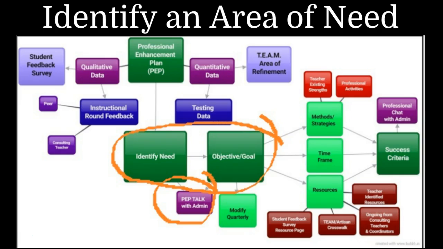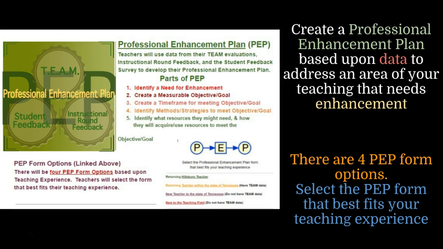So now you use that data, you're going to identify that need, and you're going to create an objective or a goal, and you're going to share that with your administrator at the beginning of the year. Identify your need for enhancement, create a measurable goal or an objective, create a time frame for meeting that objective, and then what are those methods and strategies to meet your goal. And what resources might you use to meet that objective.